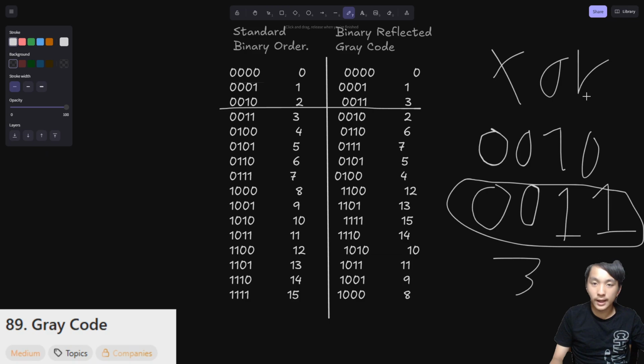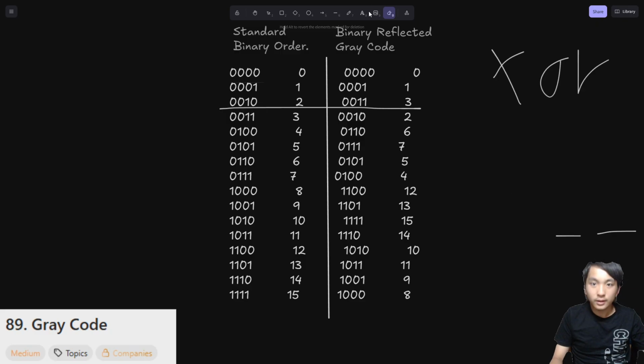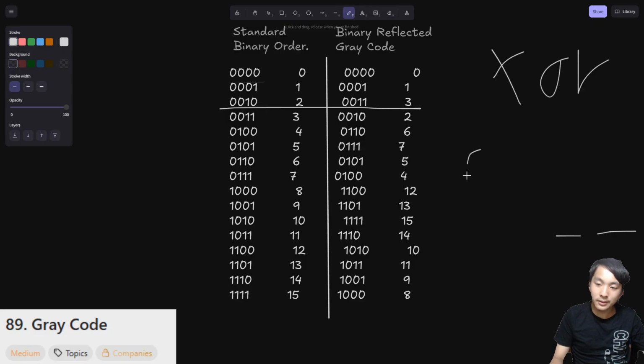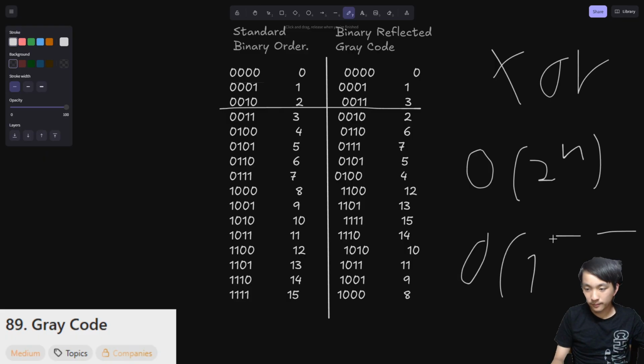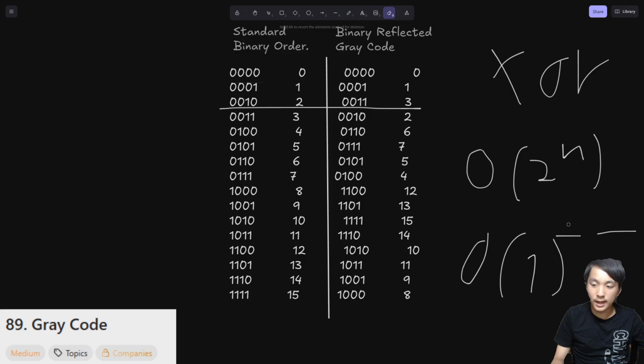So that's how we use XOR to get a better answer. The time complexity is O of 2 to the power of n, like the backtracking method. But what makes it better is the space complexity, which is O of 1. You use constant space, unlike backtracking, which uses O of 2 to the power of n.